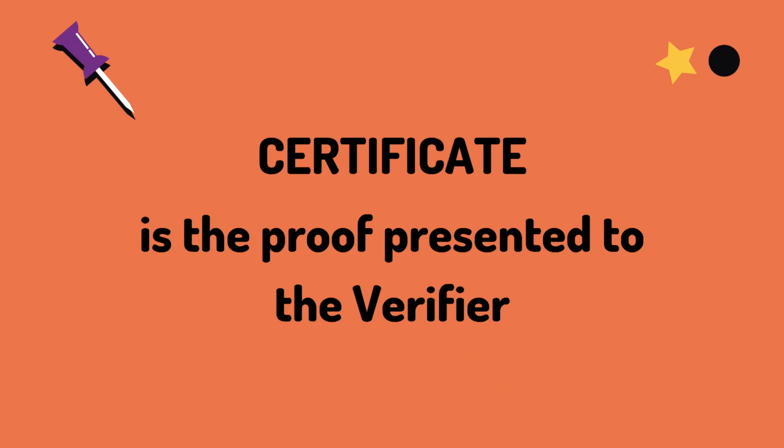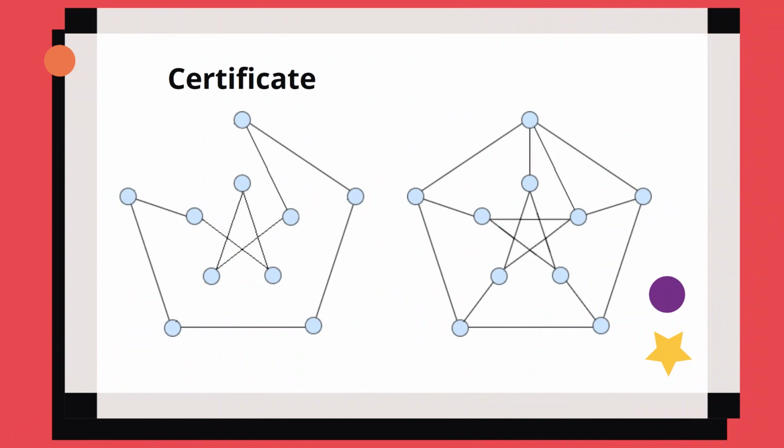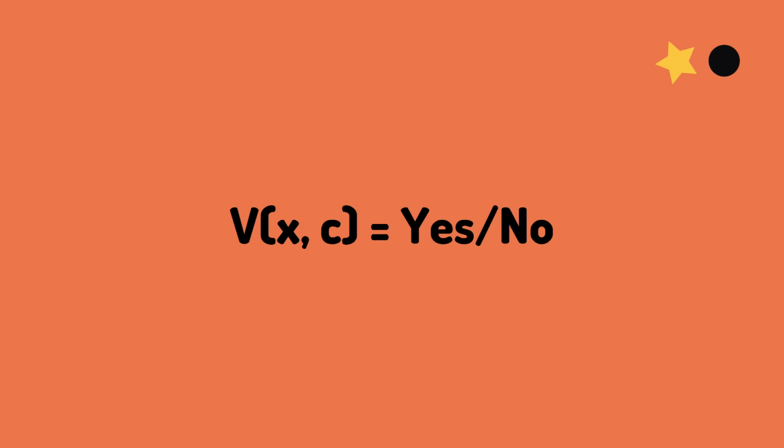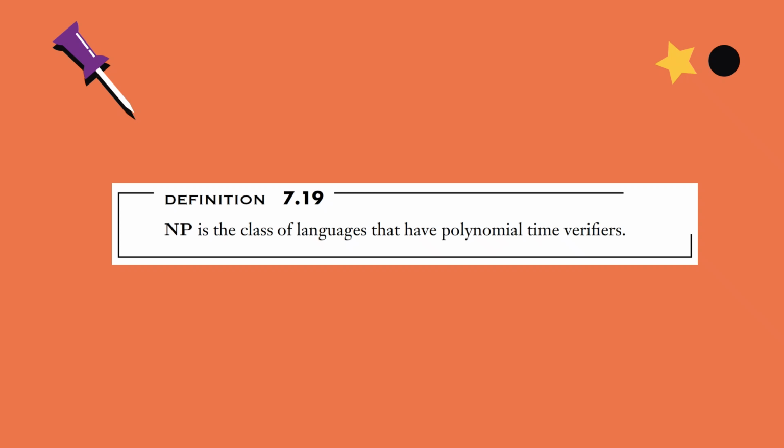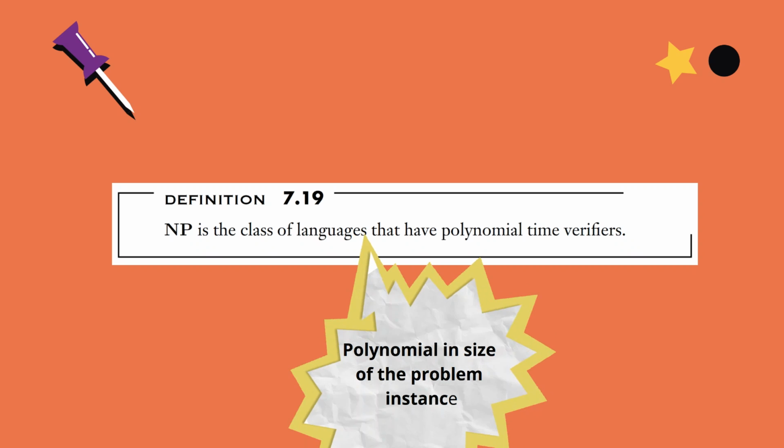In the case of the Hamiltonian cycle, the certificate looks like the cycle of a graph. You can think of the verifier as a function v that has a problem instance x and a certificate c, and outputs yes or no based on whether the certificate is a valid proof of the instance x. In the case of the Hamiltonian cycle, the problem instance is a graph and the certificate is a cycle graph. The verifier would check the graph against the cycle and output yes only if it is a Hamiltonian cycle. So the class NP is defined to be the class of languages that have polynomial time verifiers. Here the verifier is supposed to be polynomial time with respect to the size of the problem instance.